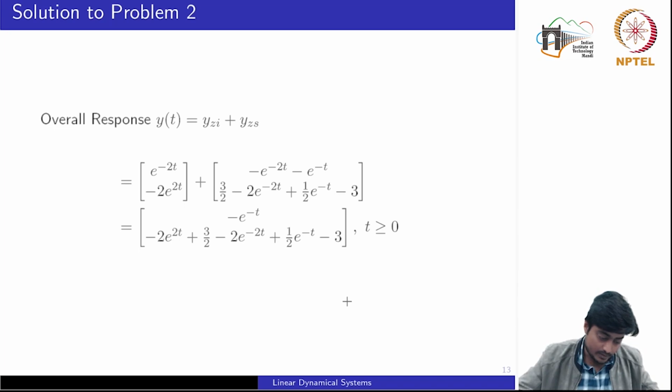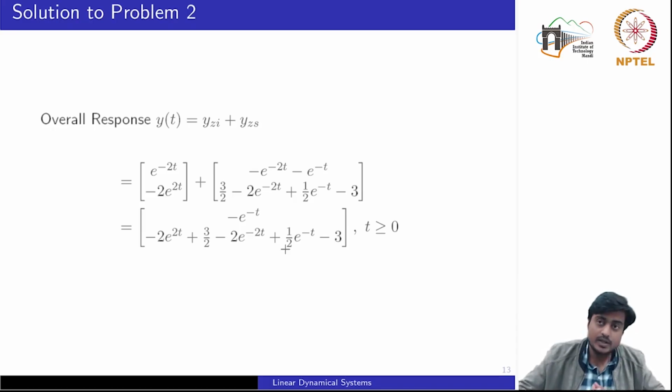Now, as mentioned earlier, the overall response is given by the summation of the two independent responses we have computed in the first and second part. So after summing those, the zero input response and the zero state response, this would be the overall response of the circuit given the initial conditions and also with respect to the specific input.